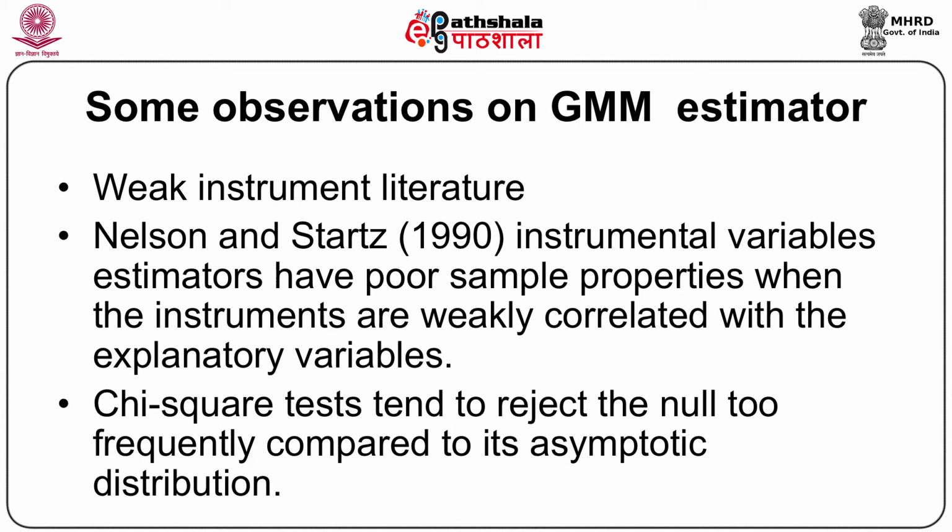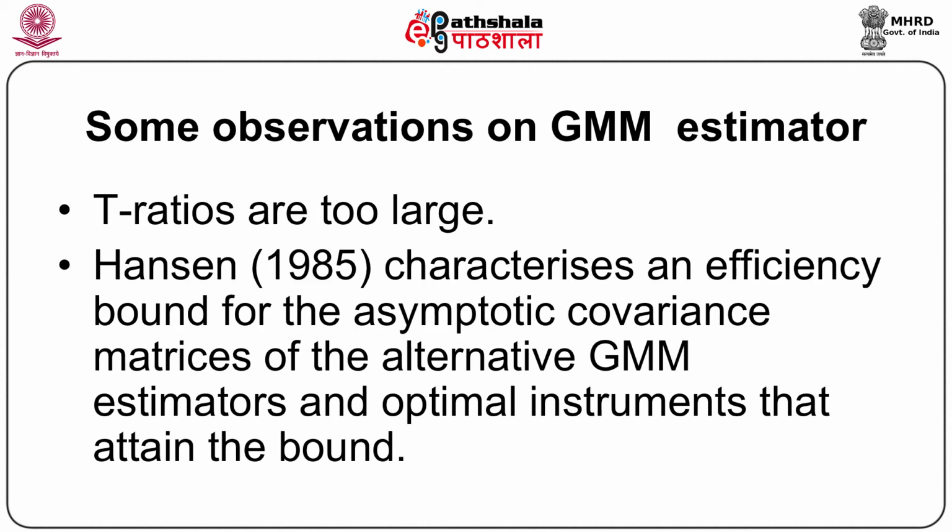And secondly, the chi-square test tends to reject the null hypothesis too frequently as compared to its asymptotic distribution. So in this case, what do we find? We find that the chi-square test will tend to reject the null hypothesis too frequently compared to its asymptotic distribution. And t-ratios are also too large.